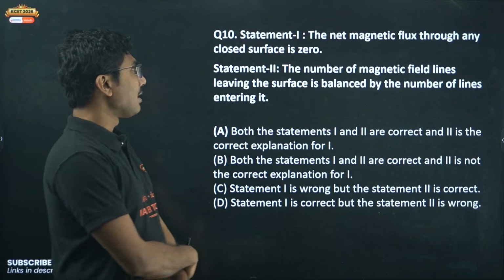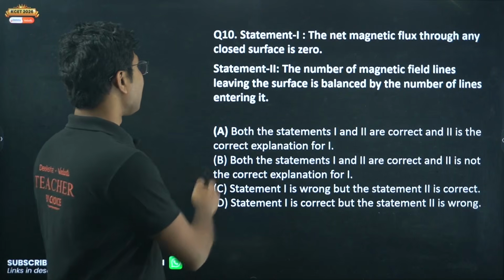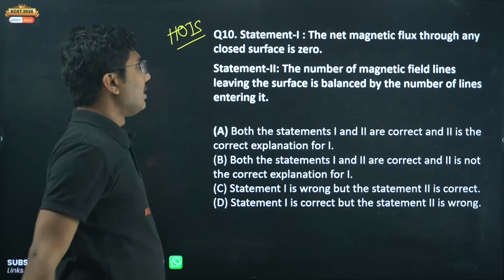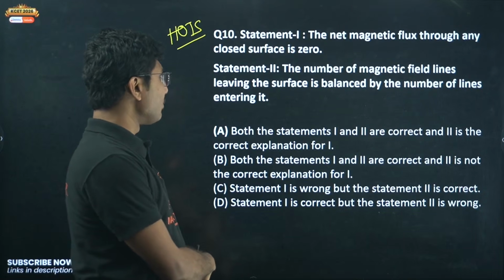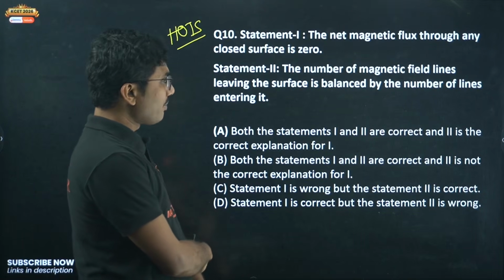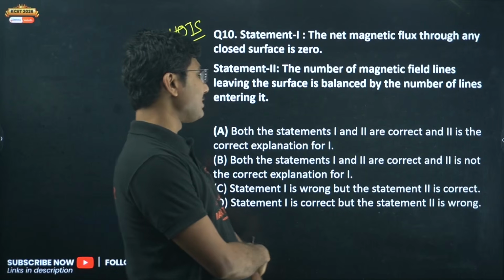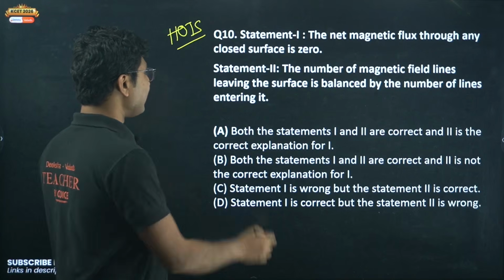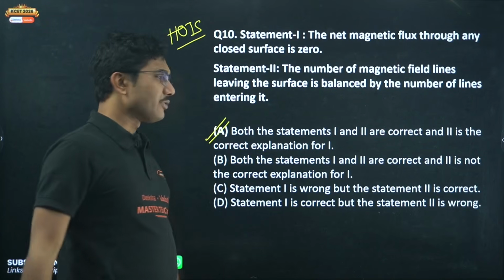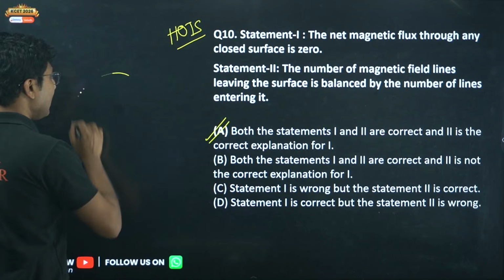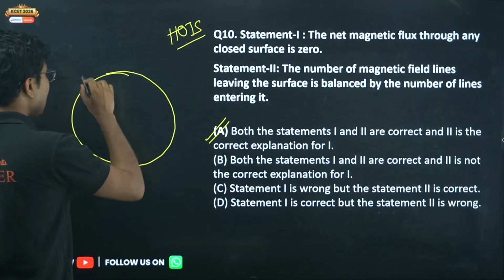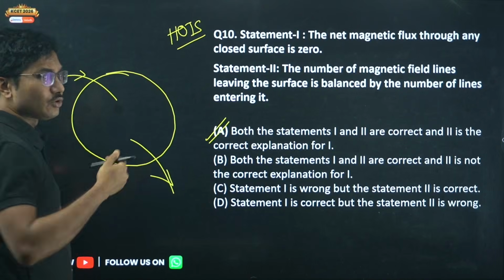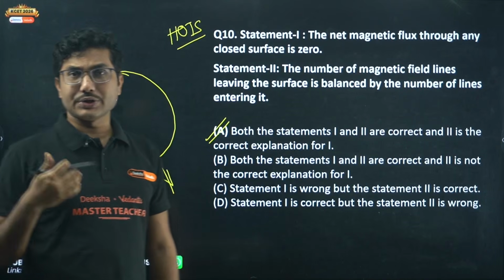Next, statement number 1, the net magnetic flux, again another hot question. The net magnetic flux through any closed surface is 0. The number of magnetic field lines leaving the surface is balanced by the number of field lines entering it. Yes, both statements are correct, and obviously statement 2 is the correct explanation. So in a magnetic field, the number of field lines entering is the same as the number of field lines exiting, no matter how you enclose the thing.